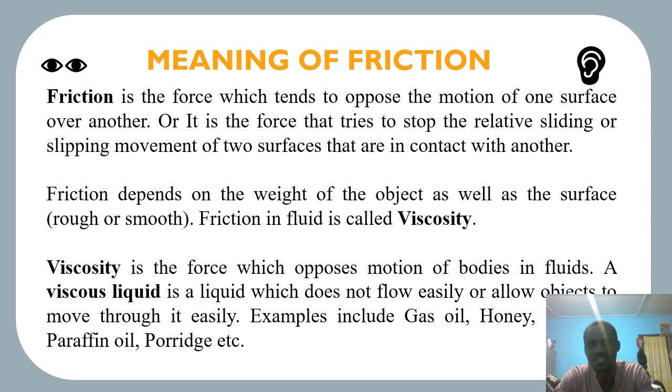Friction depends on the weight of the object as well as the surface area. Because if the surface is smooth, then friction will not be possible. But when it is rough, then friction can easily occur as compared to a smooth surface.